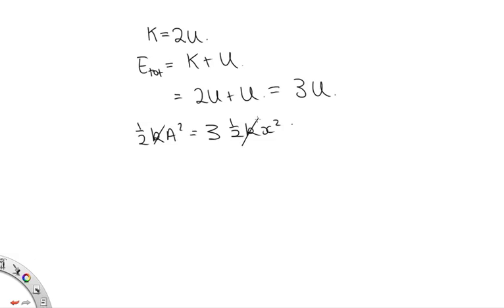We can cancel out the halves and the k's, and we have x squared is equal to a squared over 3. So x is equal to plus or minus a over root 3. And that's the answer to this problem. Because we're not given the amplitude, we can't give a number, but whenever the position is equal to plus or minus the amplitude over root 3.